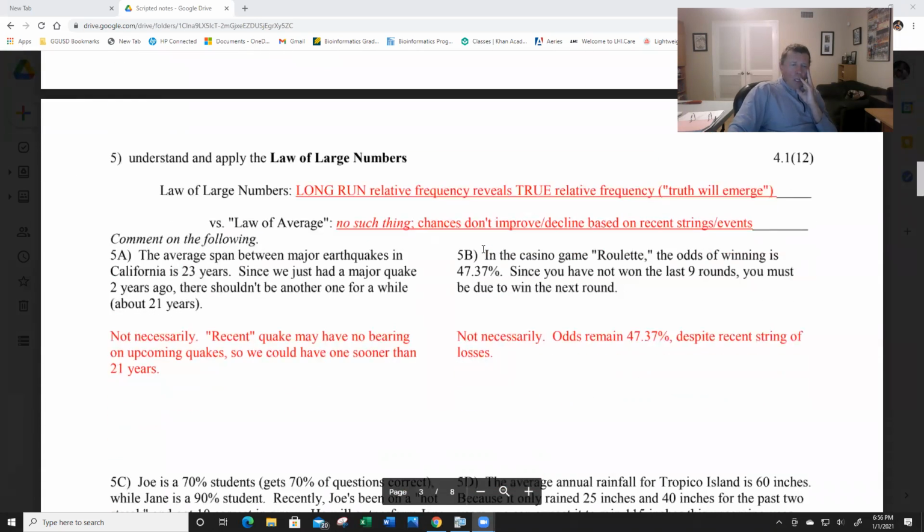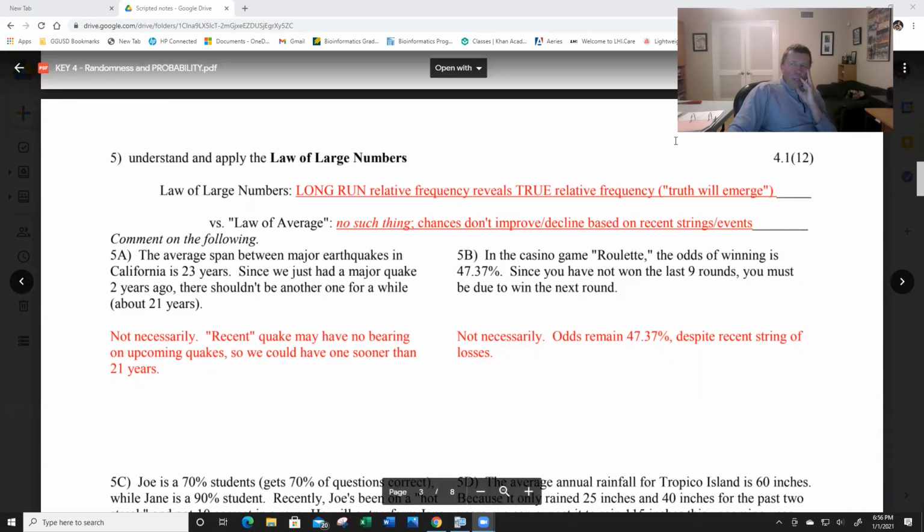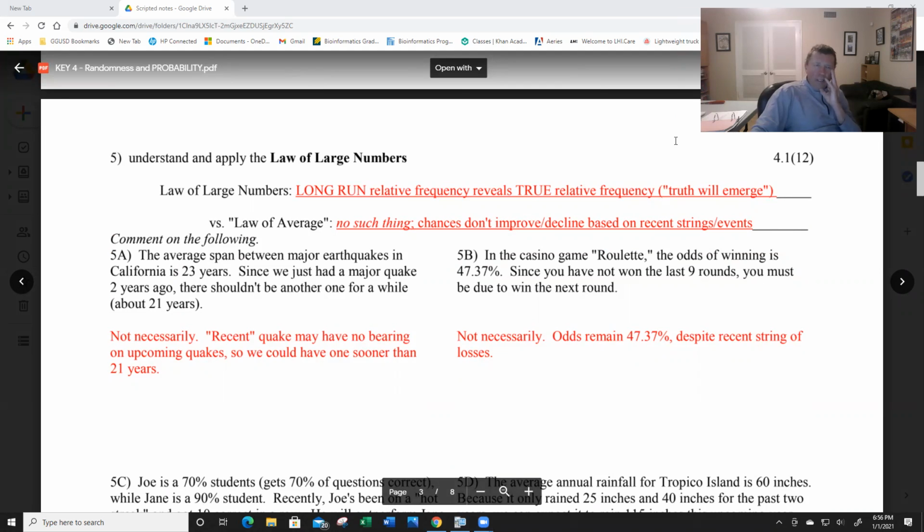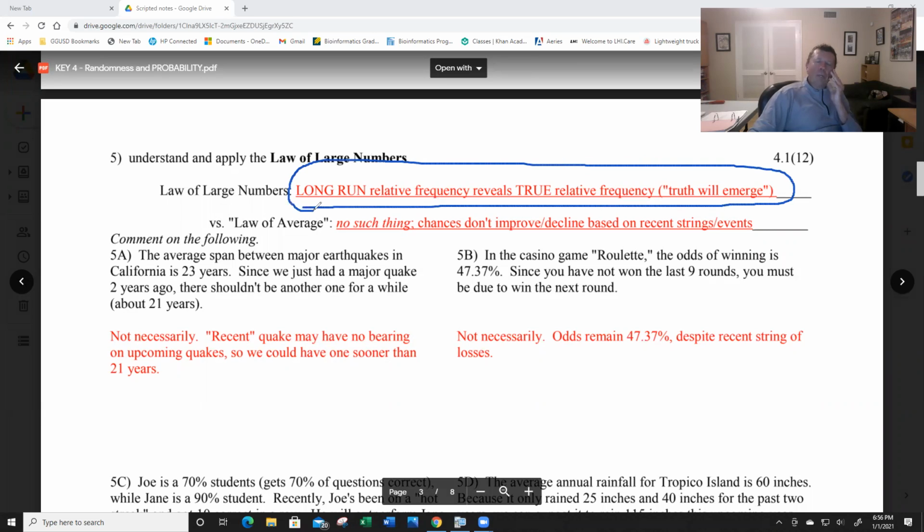All right. Law of large numbers. Yes, item 5. This is such a simple concept that we put a name to. The law of large numbers says that in the long run, the truth will emerge. There are so many examples of this, socially and mathematically.